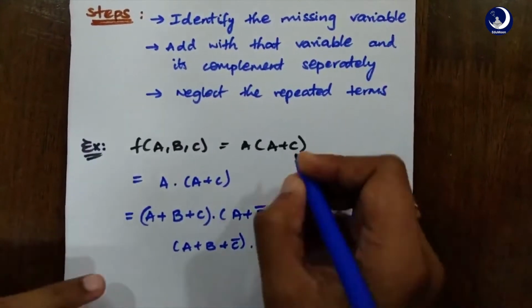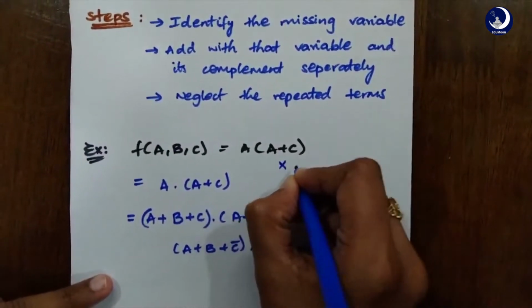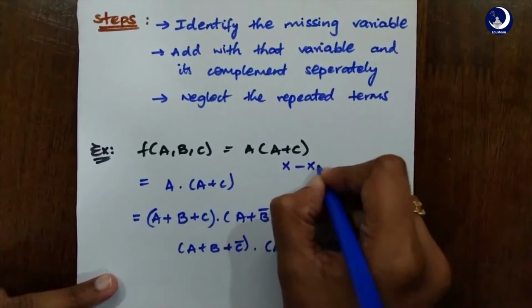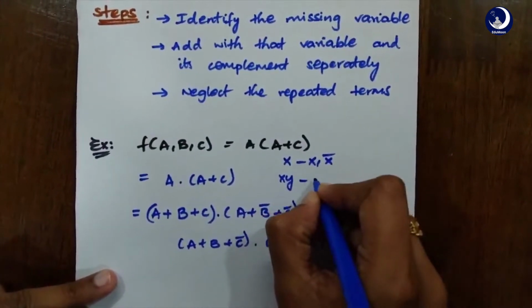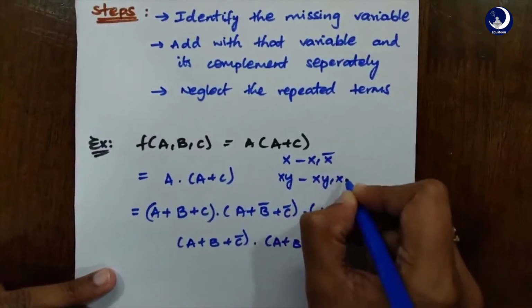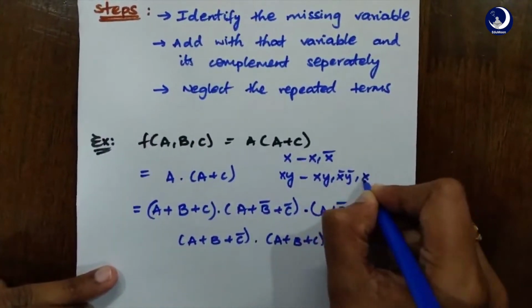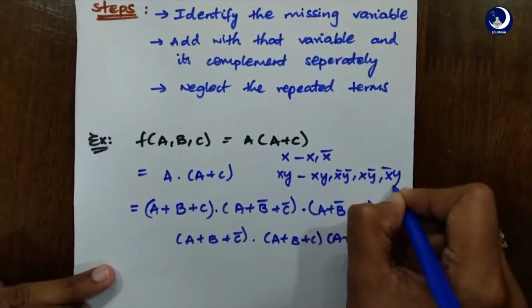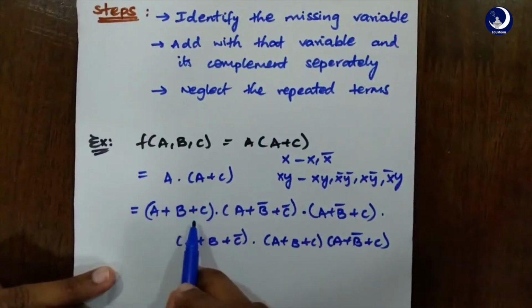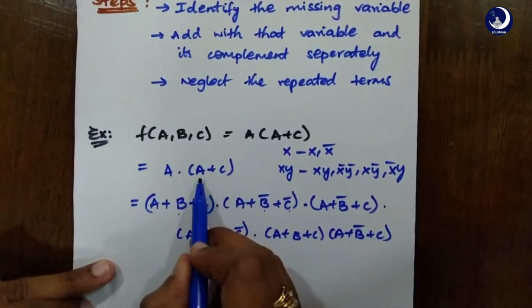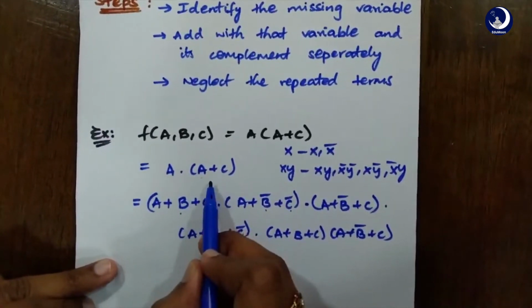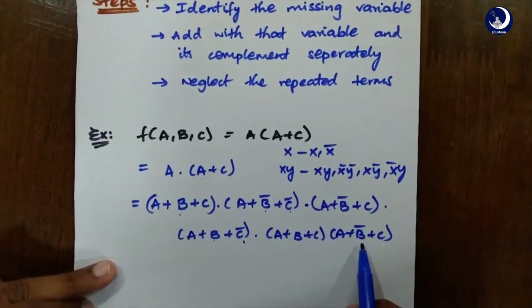I hope you are very clear. If only a single variable X is missing, we can have X and X bar, right? But if X and Y both are missing, then we can have XY, X bar Y bar, XY bar and X bar Y. That's what I have written here. So instead of B and C, I have taken all the other possible terms also. Now in this one, we have B missing. So A plus B plus C and A plus B bar plus C.